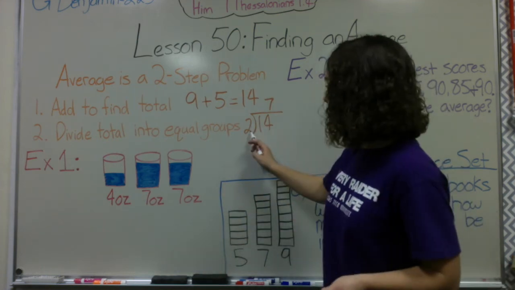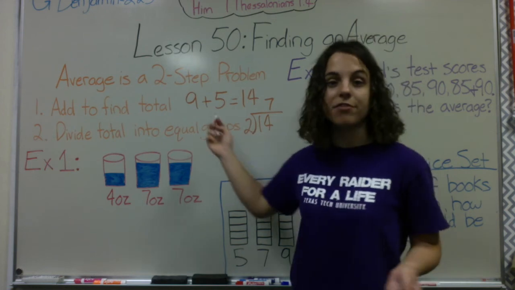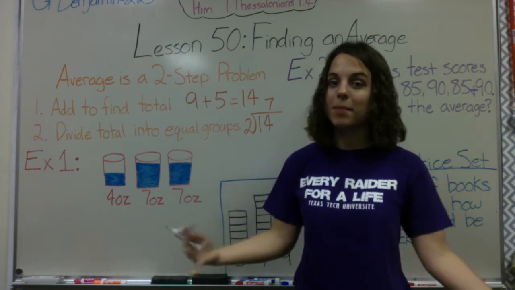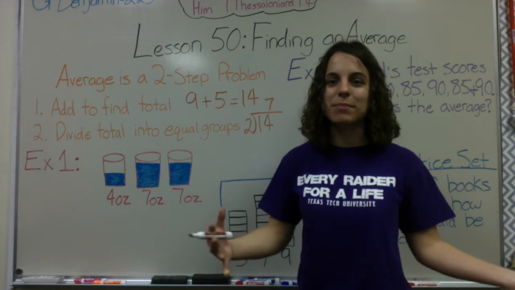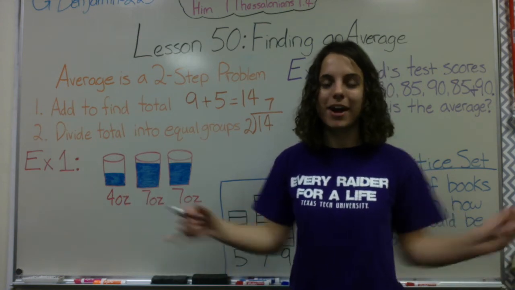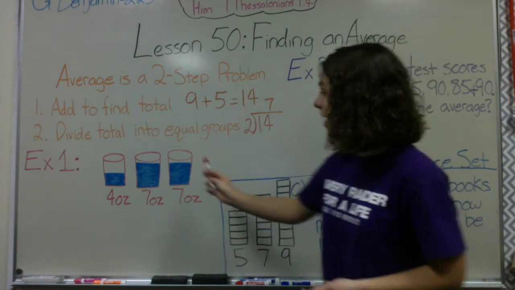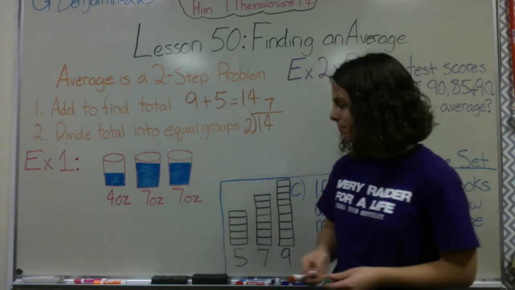I will not always divide by 2. If I'm adding 5 numbers together, I will divide by 5. If I add 3 numbers together, I'll divide by 3. And if I add 10 numbers together, how much do you think I'll divide by? 10 would be correct. So we're going to go ahead and look at example 1.